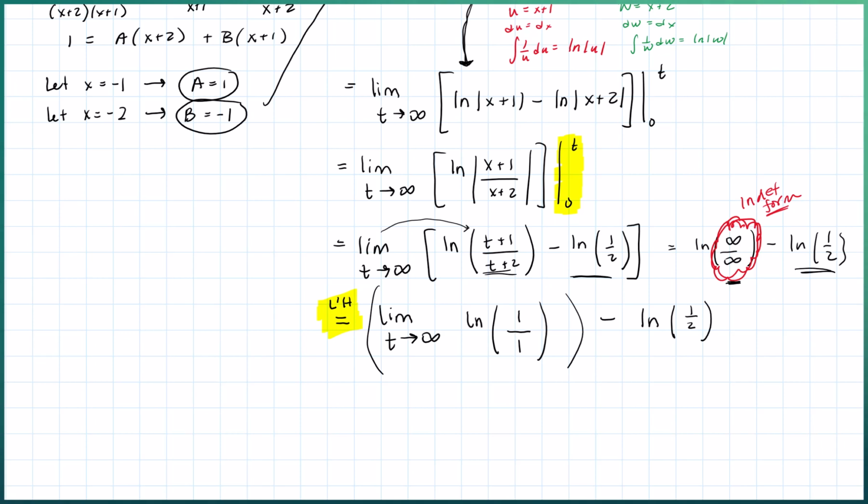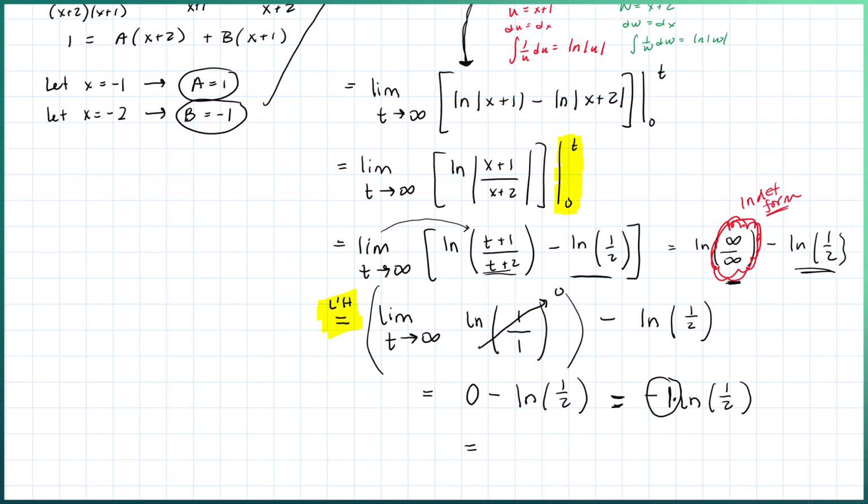And so now we're taking the limit of 1 over 1, but the limit of 1 over 1 is 1, and the natural log of 1 is 0. So this becomes 0 minus the natural log of 1/2. And so that answer is just negative natural log of 1/2, which we could leave our answer like that, but because I know rules of logs and we were actually just using rules of logs, might as well keep going with our rules of logs.